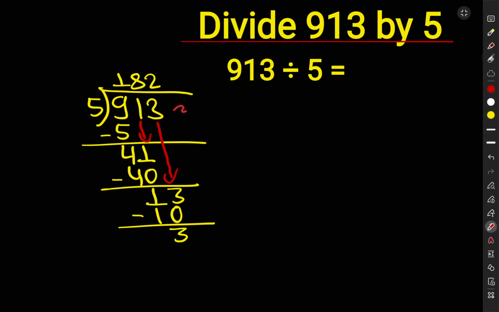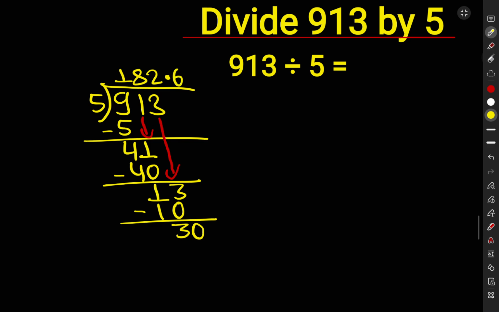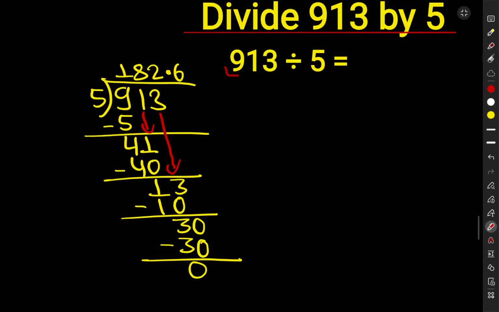So now we have no other number to put down. So we take here a decimal so that we put 0. So it is 30 and 5 times 6 is 30. On subtracting we get 0. So 913 divided by 5 is 182.6.